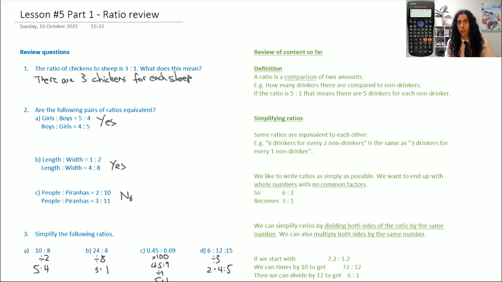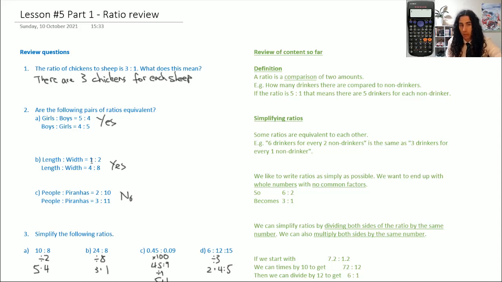So ratio of chickens to sheep, 3 to 1. It means there are 3 chickens for each sheep. 3 chickens for each 1 sheep. The order matters. 3 is the chickens, sheep is the 1. Number 2A, are those girls to boys ratios equal to each other, equivalent? Yep. The order's been swapped. In both cases, girls is 5, boys is 4. Those are equal. So B, are those equal as well?